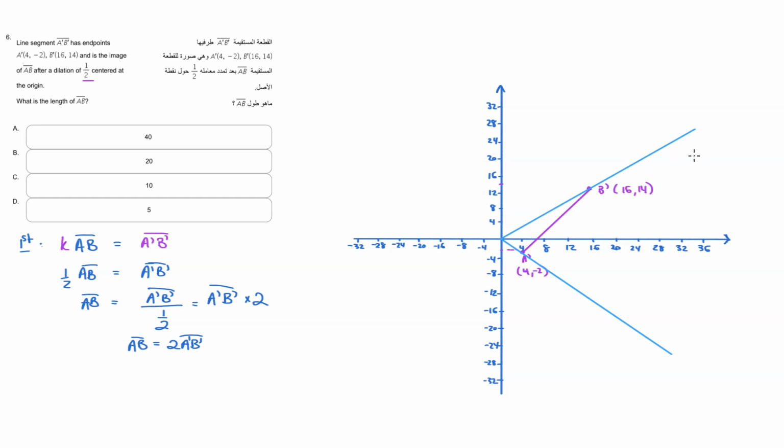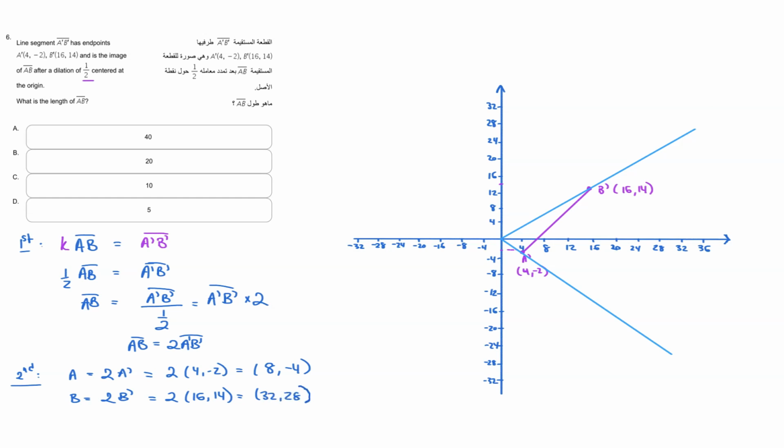But how do I place it on this line? Well, that's where step number 2 comes in, okay? So secondly, that's what we're going to work on. So what this is telling me is that the point A, his coordinates are going to be twice the coordinates of A prime. So what are the coordinates of A prime? We already have them, right? They're written right there. So it's (4, -2). So A will be found at (8, -4). Now we're going to do the same thing with B. It's going to be twice the coordinates of B prime. So it's going to be 2 times (16, 14), meaning it's at (32, 28).